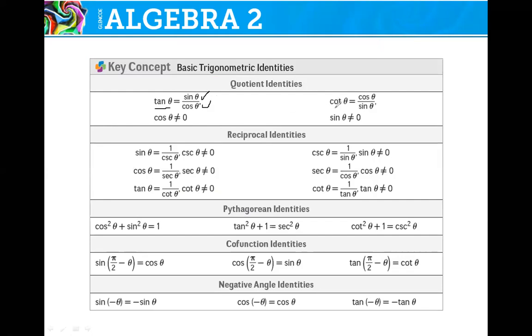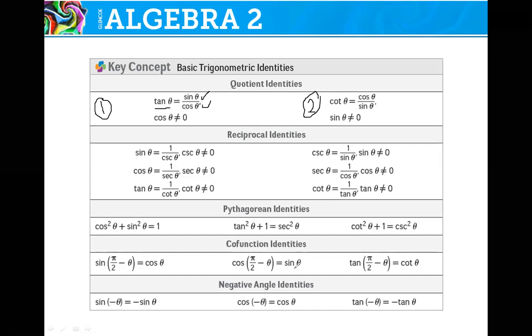The cotan is the opposite, so it starts from cosine over sine. The first identity is called the quotient identity. It's talking about tan and cotan. The value of tan is sine over cosine, and the value of cotan is cosine over sine. This is the first identity.